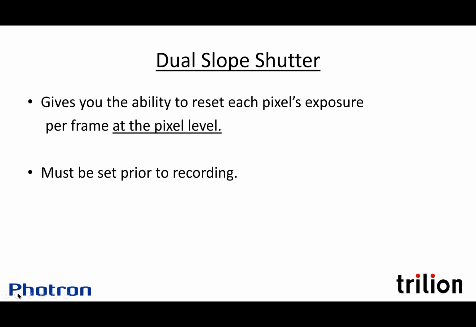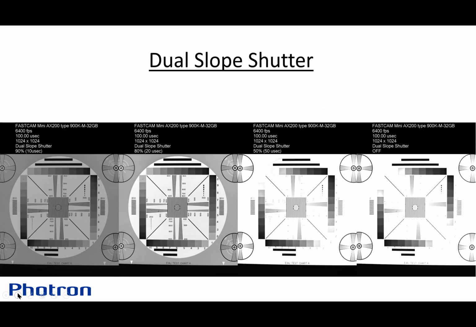And you know, with really bright events, you're always going to have some saturation. There's really nothing you can do about that. But the key is to get as much usable data out of the image as possible. And now this is a good example. So these are 4 individual images. The backlight of these images is all exactly the same. And if you look at this, we're just at 6,400 frames per second with a 100 microsecond exposure. And here the dual slope shutter is off.